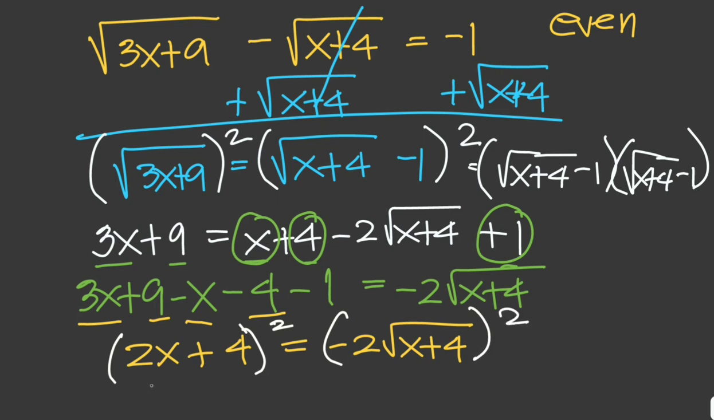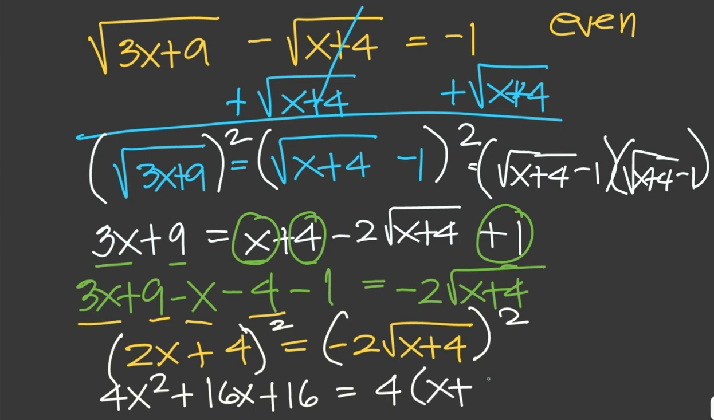So this would be 2x plus 4 squared, which is just equal to 2x plus 4 times 2x plus 4. You FOIL that, and we get 4x squared plus 16x plus 16. And this one, negative 2 squared is 4. Square root of x plus 4 to the power of 2 or squared. This is just x plus 4.